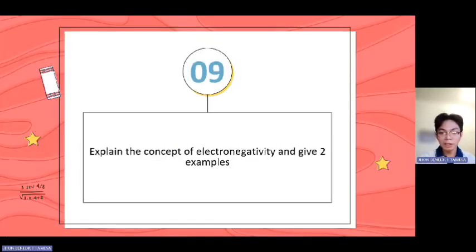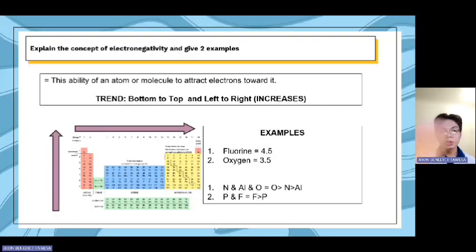Explain the concept of electronegativity and give 2 examples. So electronegativity is something we usually read or hear about when we need to share or transfer an electron. Basically, this is the ability of an atom or molecule to attract electrons toward it. Sometimes it is used for the octet rule, to make elements or compounds more stable. Then same with the other 2 periodic trends, electronegativity also increases from bottom to top and left to right.